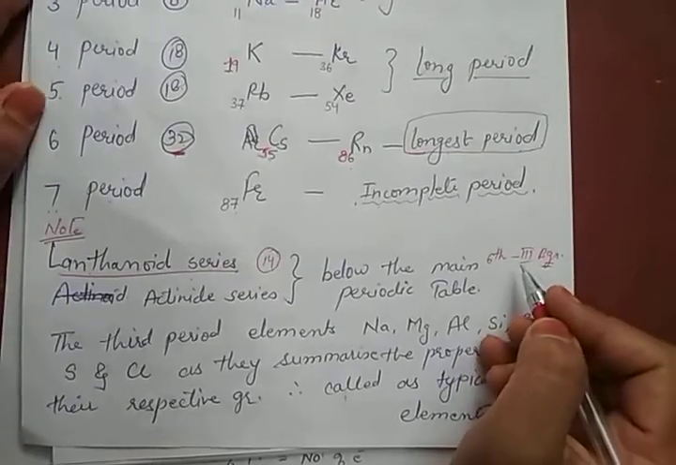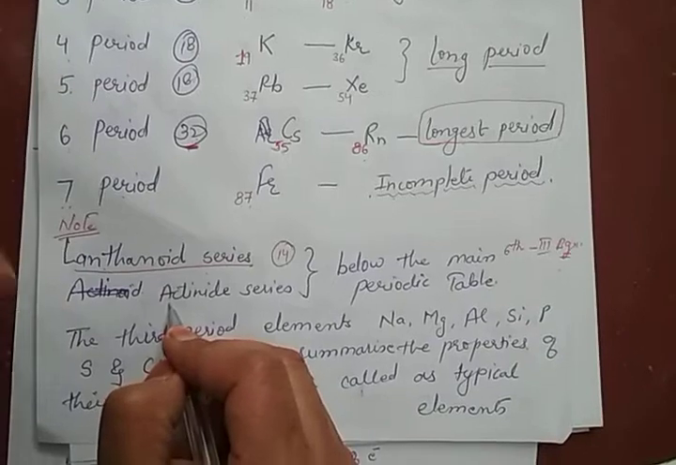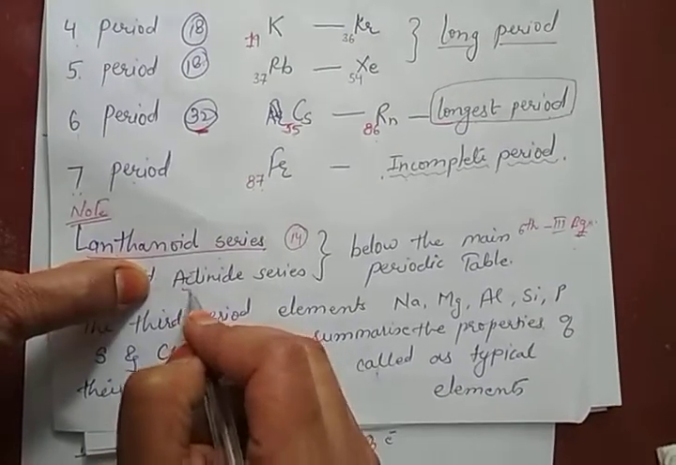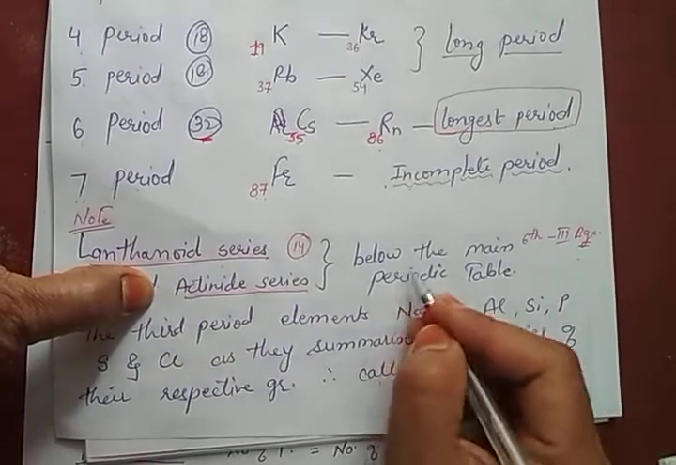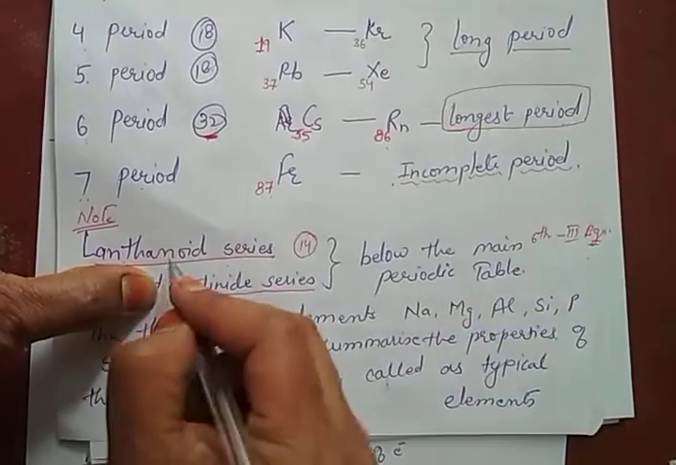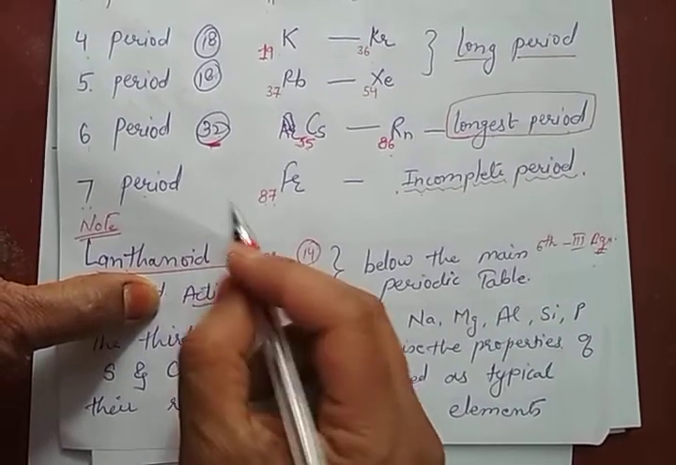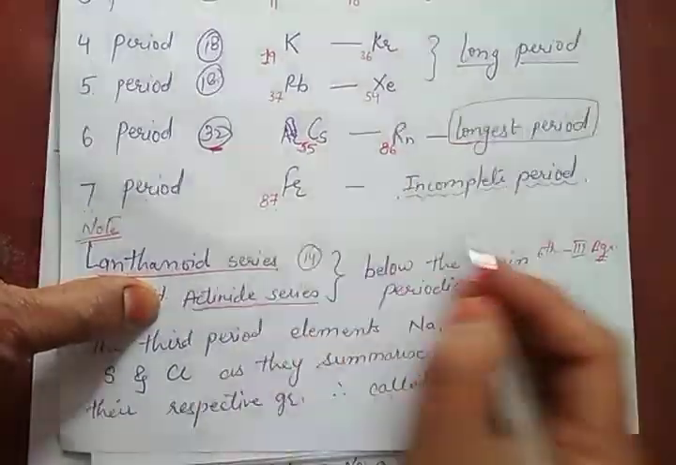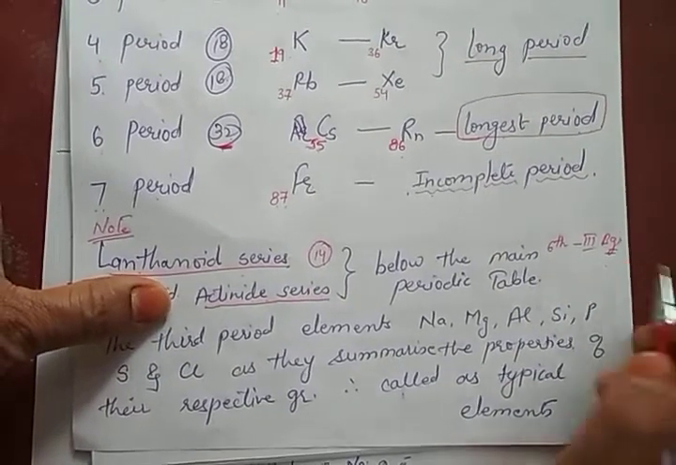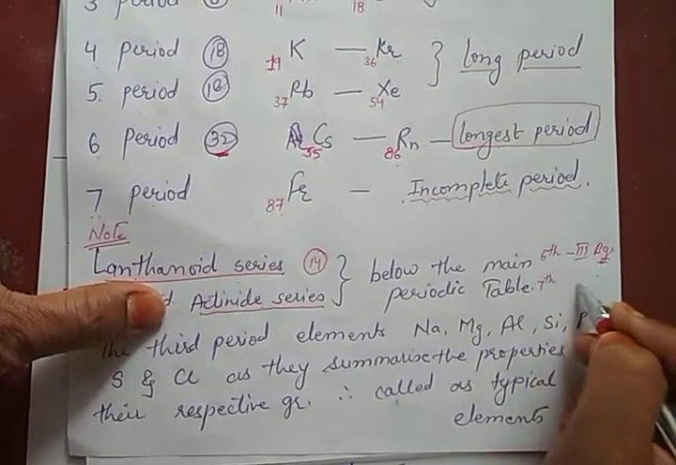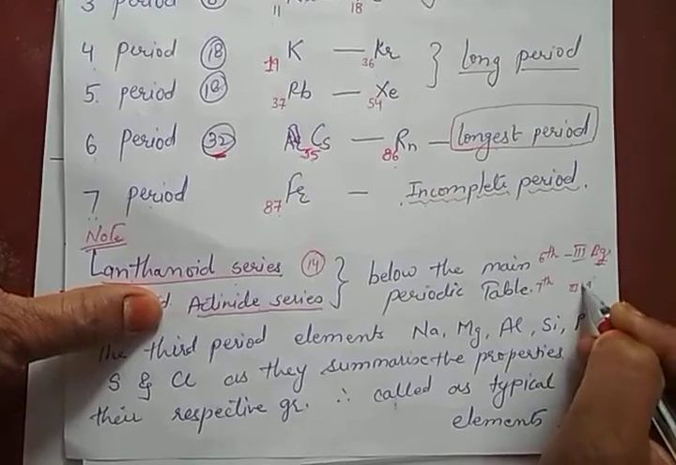In a similar way, there is another series just below the lanthanoid series, the actinide series. It is also below the main periodic table, just below the lanthanoid series. It is present in the seventh period and the same group, third B group.